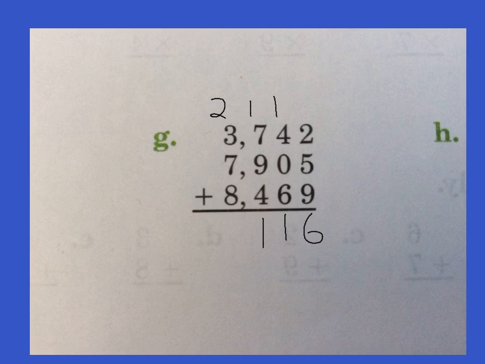2 plus 3 is 5. Plus 7 more would be 12. And then plus 8 would be 20. Count 3 places over to put your comma. And we get 20,116.